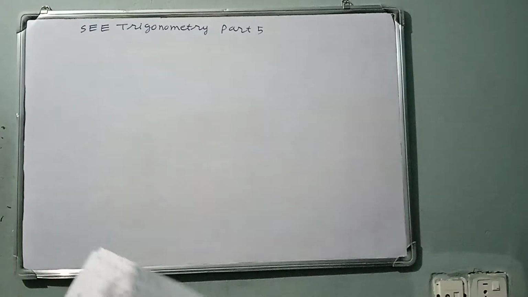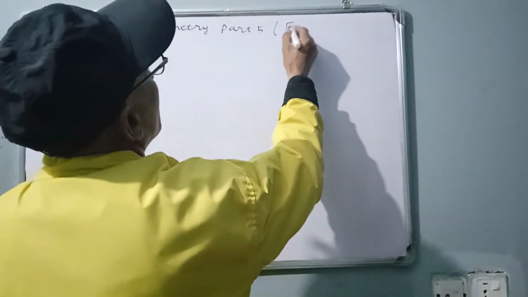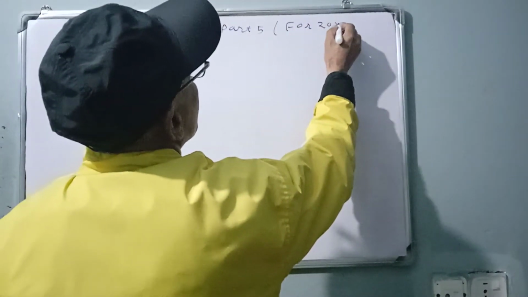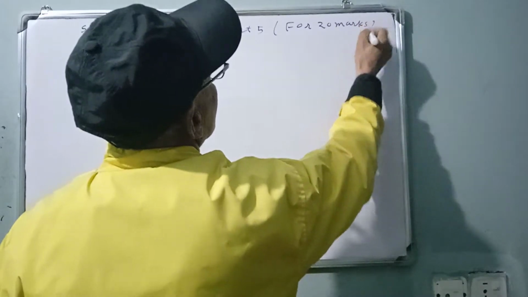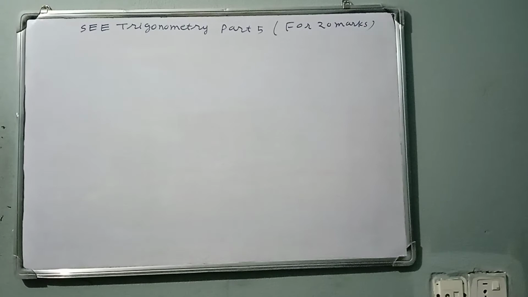Morning class 10 SE Trigonometry part 5 for 20 marks. Question number 4AB, 9ABC, 16, 17, 18.